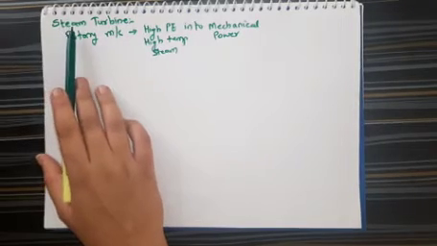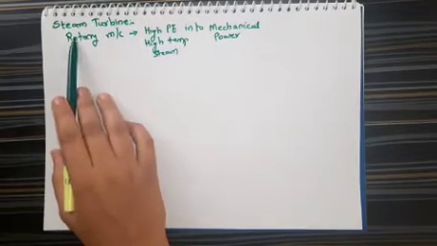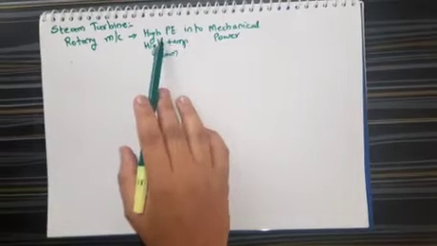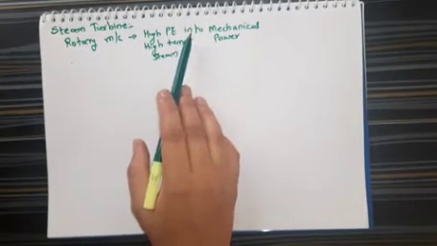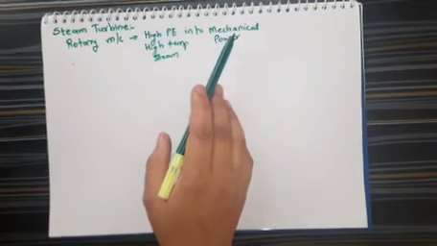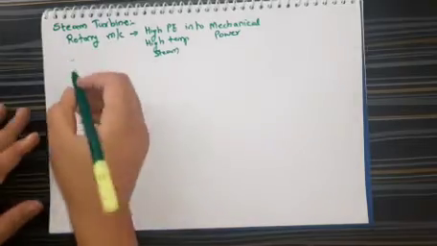Today we will see the topic steam turbine. So a steam turbine is a rotary machine in which the energy of the steam having high pressure and high temperature is converted into mechanical power. Let's see the types of the steam turbine.